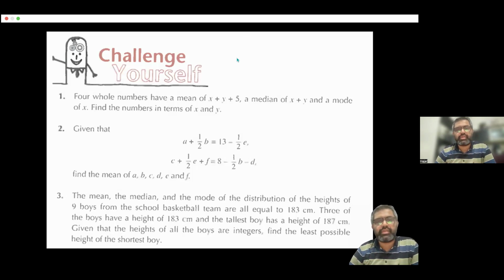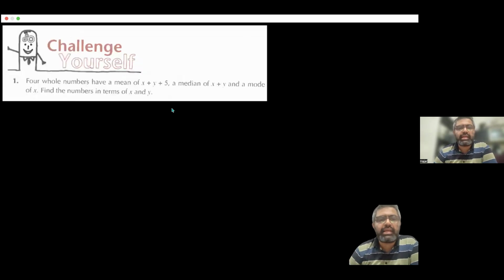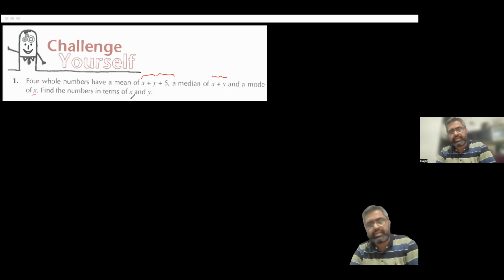So we start with question number 1. This is quite an interesting problem, a bit challenging. Let's see. We have 4 whole numbers and their mean is given as x plus y plus 5, the median value, the middle value, is x plus y, and the most frequent value is x. So how do we find the 4 numbers? We have to give the answer in terms of x and y.